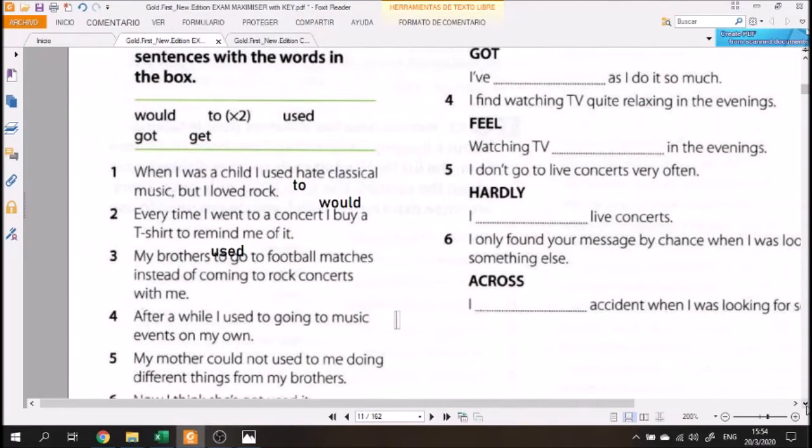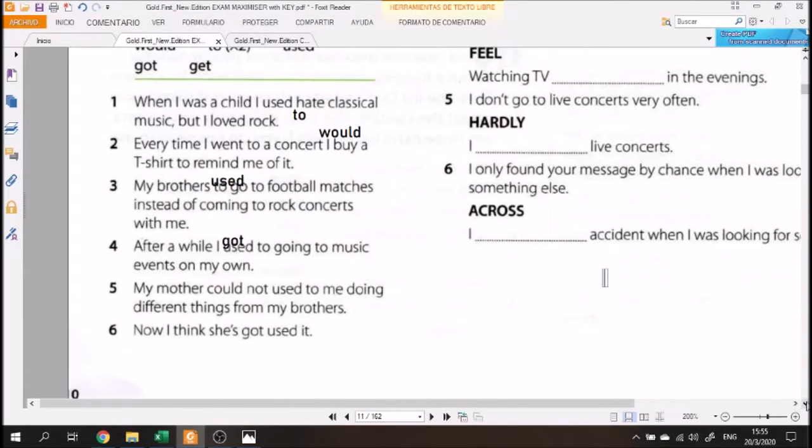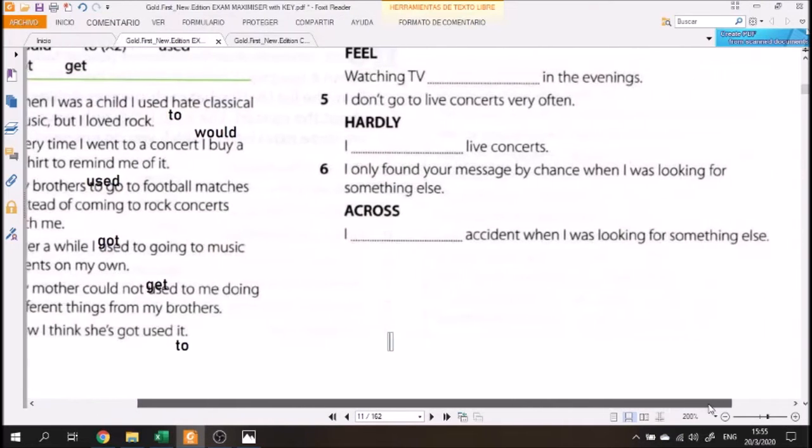Number four, after a while, I got used to going to music events on my own. Number five, my mother could not get used to me doing different things from my brothers. Number six, now I think she's got used to it. Okay? Any questions? I think this one was easy, right?